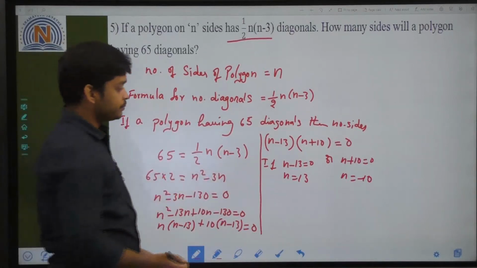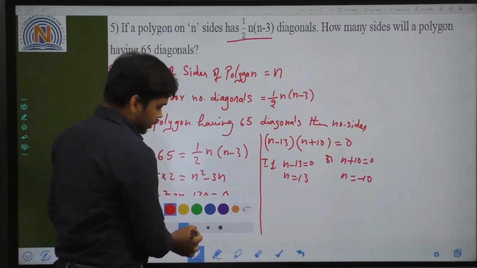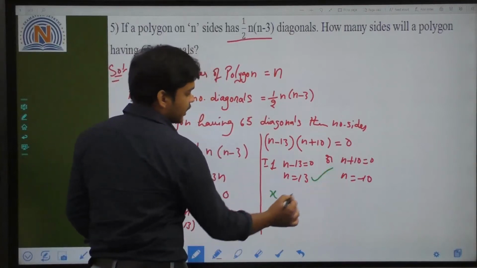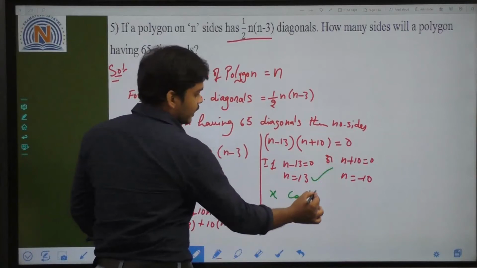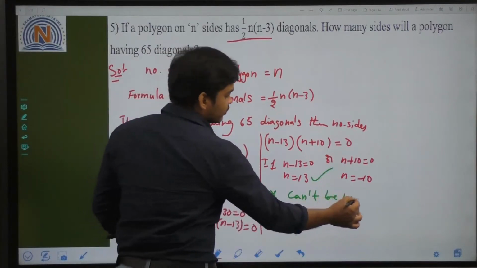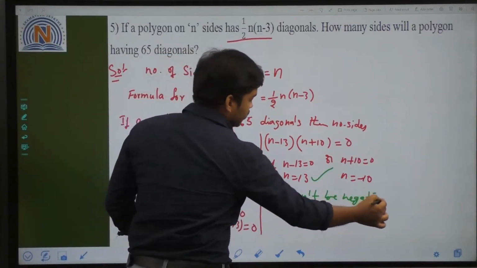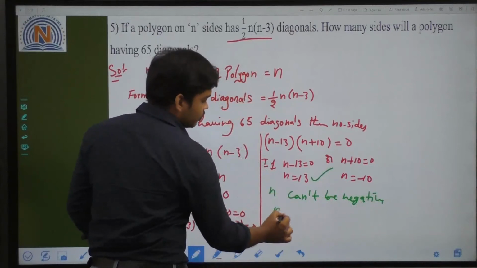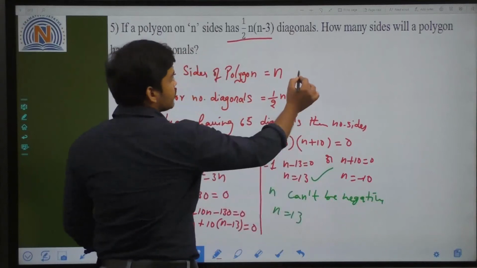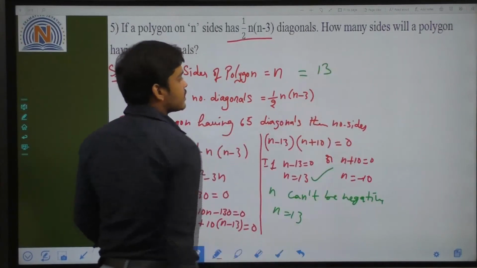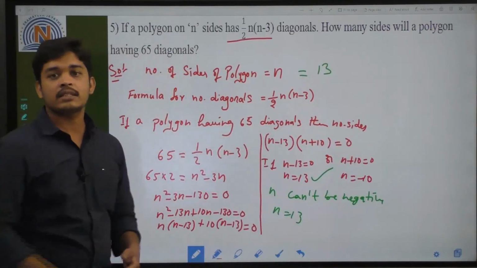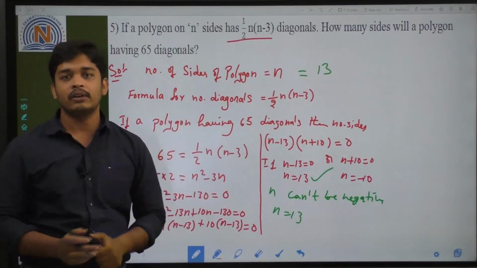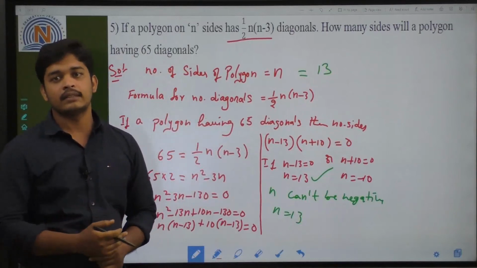So here what we consider is n = 13. N can't be negative. So n = 13. It means the number of sides of the polygon is 13 if it has 65 diagonals. If a polygon has 65 diagonals, then the polygon has 13 sides. Got it?